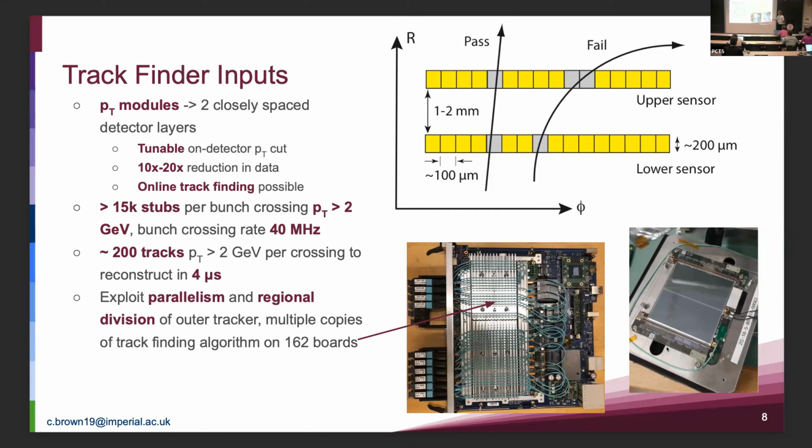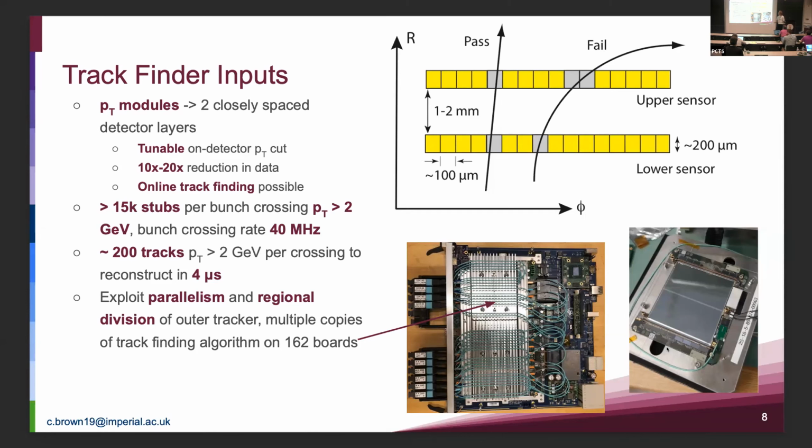To make some of this possible, we exploit various bits of parallelism and regional division within the detector itself, but we'll still be looking at 162 of these boards, which each host 2 FPGAs to do our track finding itself. So it's a big task, and there's a lot of work done into the firmware development to make this actually possible.